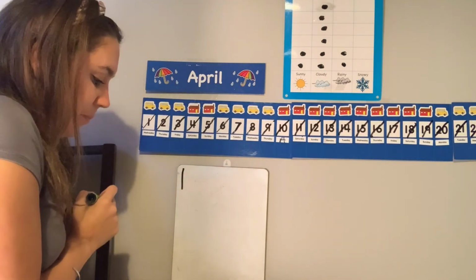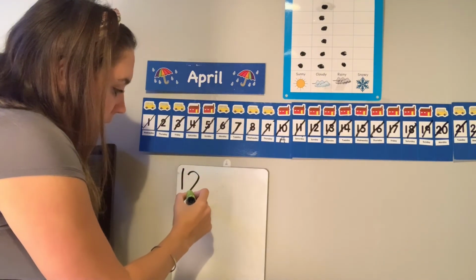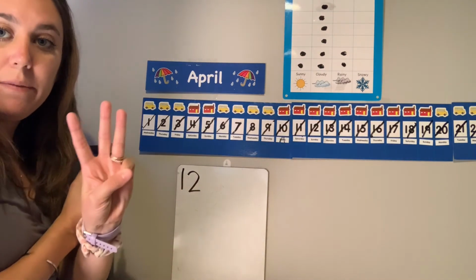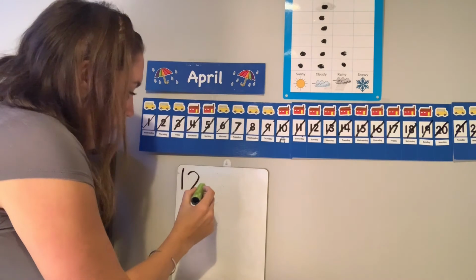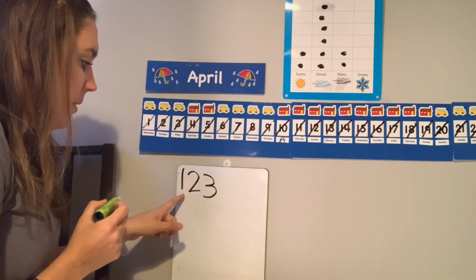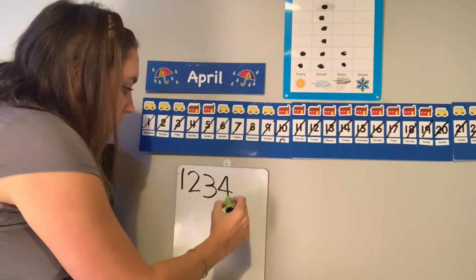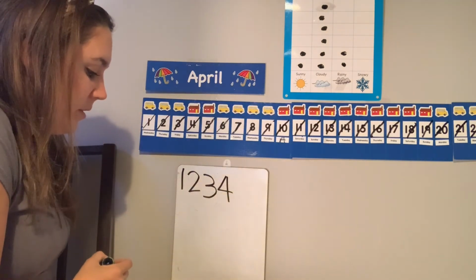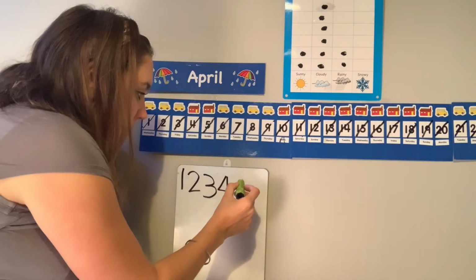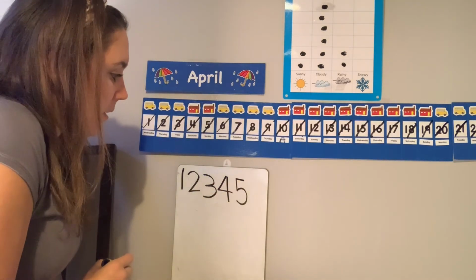Down, 1. Number 2, that was curve, slant down, across. That's number 2. Number 3 is bump across, bump across. That is number 3. 1, 2, 3. Now it's 4, slant across, down. That is number 4. What comes next? Number 5. Across, down, around, stop. Number 5.